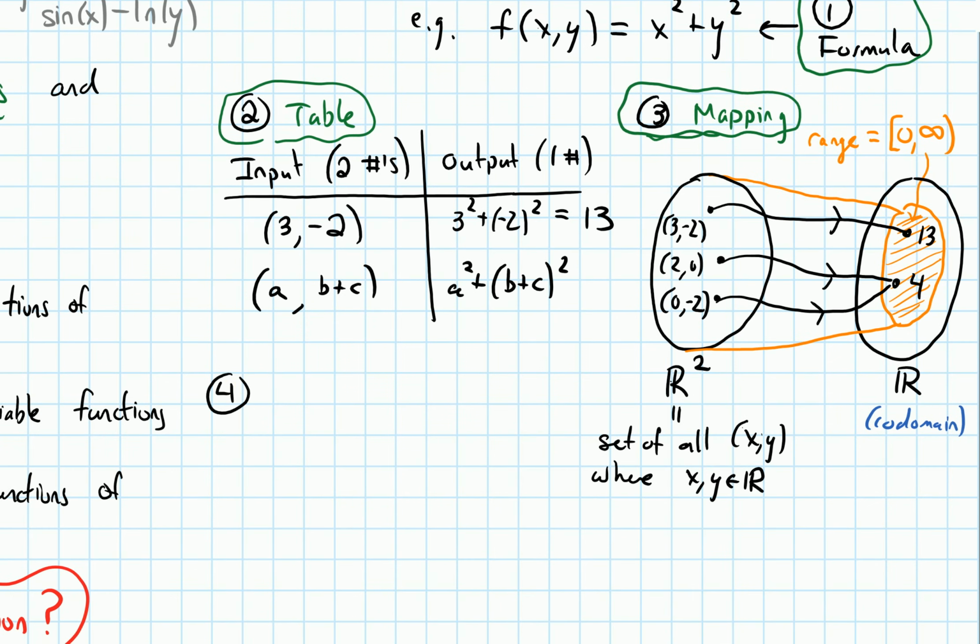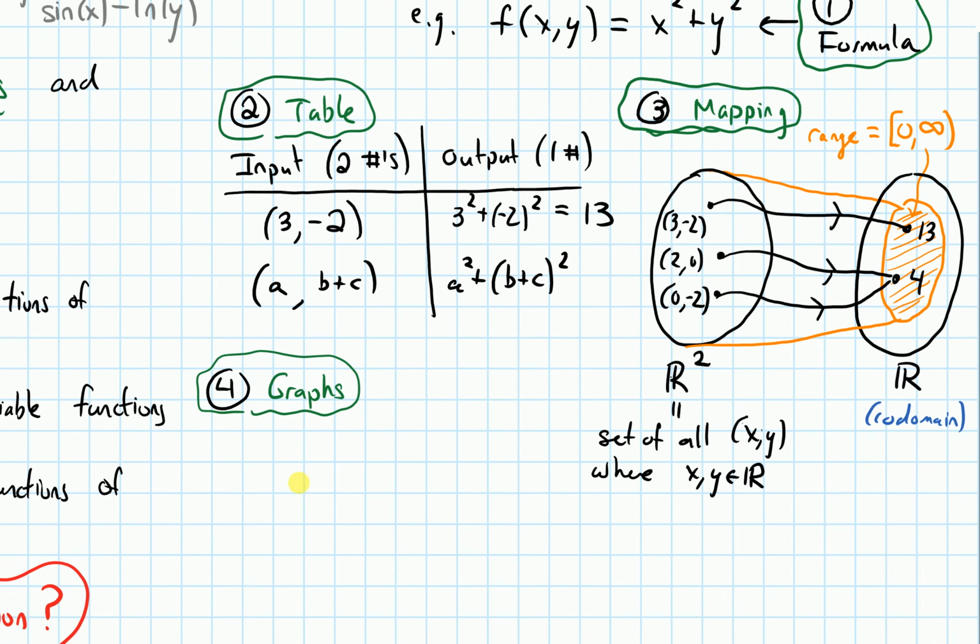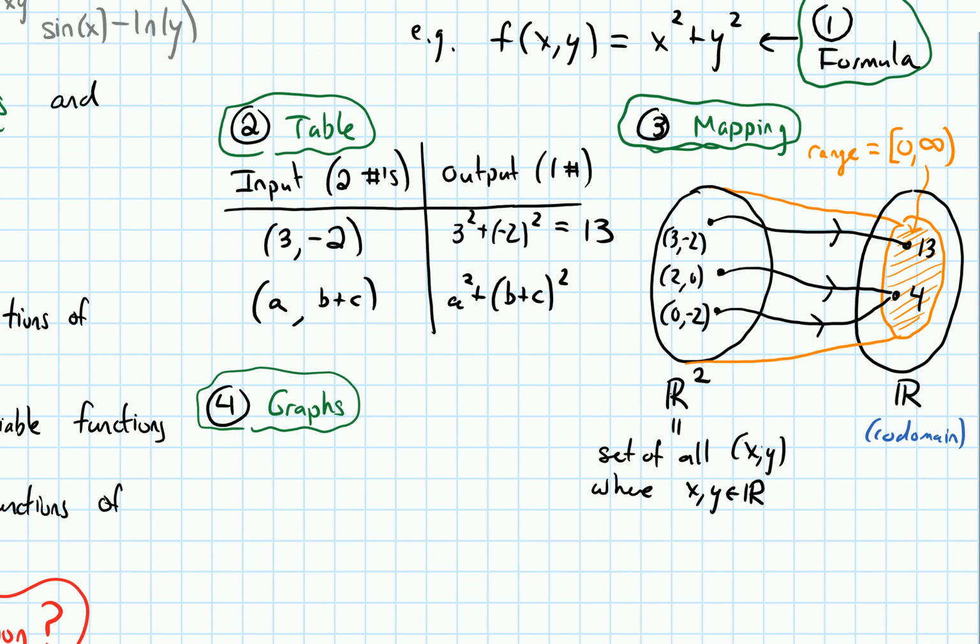Which is graphs. Okay, so let's talk about graphing this function. To graph this function, kind of like what we did with one variable functions, I'm going to assign a new variable. In this case, I'll pick z, to be equal to f of x comma y. z will represent my output. So if we do that, we can write our equation as z equals x squared plus y squared.